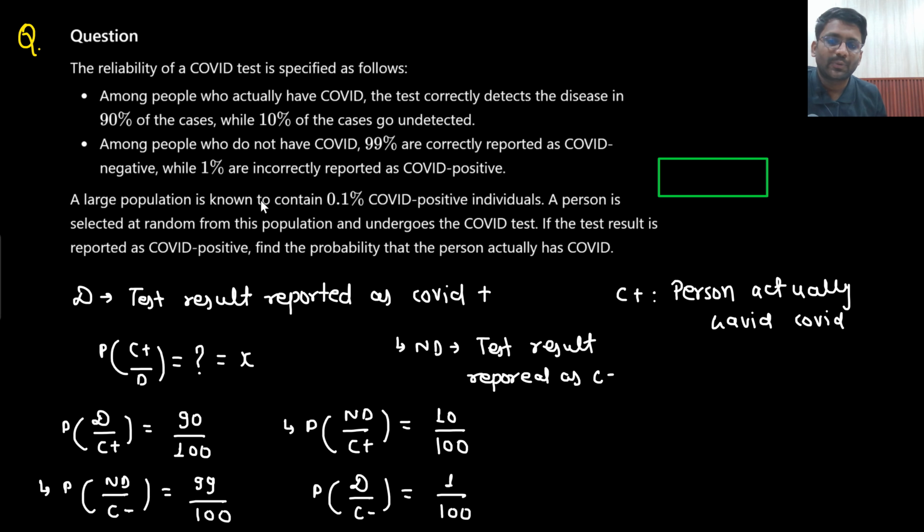Next, in a large population, it is known that 0.1% are COVID positive individuals. That means how many people are having COVID positive? 0.1%, 0.1 divided by 100. So how many people are not having COVID?